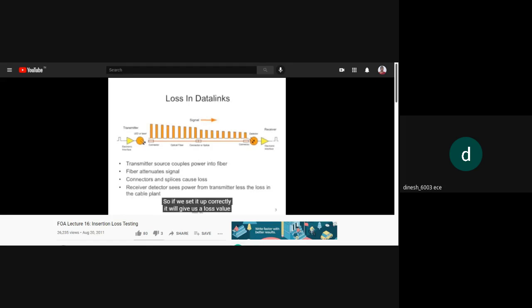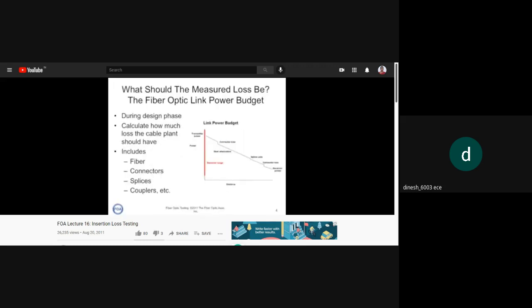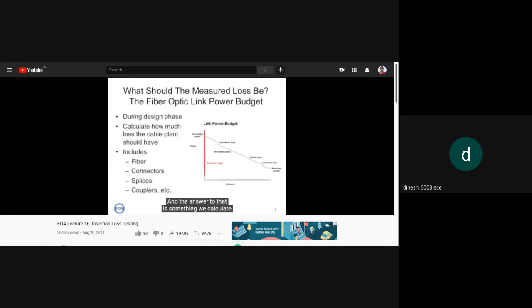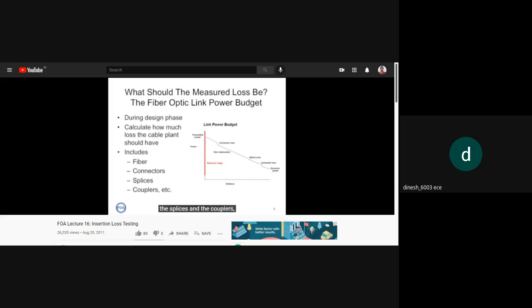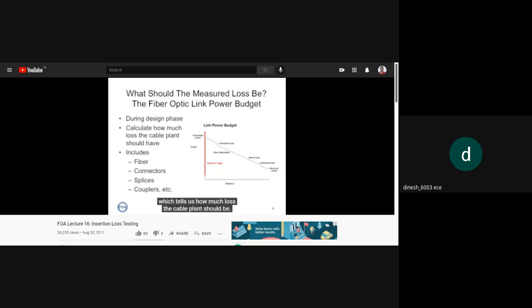So if we set it up correctly, it will give us a loss value for the data link that is appropriate to the system we're using. The critical question is, what should the loss of the cable plant be? And the answer to that is something we calculate during the design phase of the network. We look at the cable plant, the fiber, the connectors, the splices, and the couplers, and from that we calculate a link power budget, which tells us how much loss the cable plant should have.